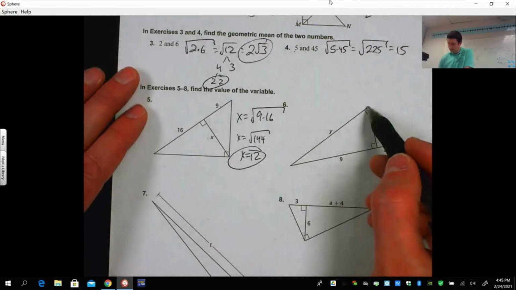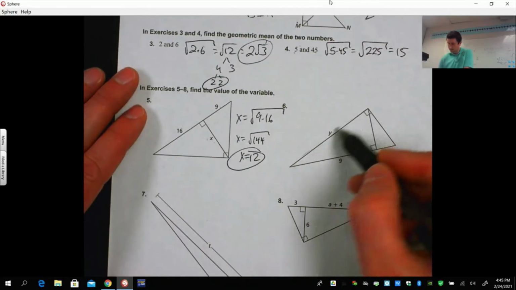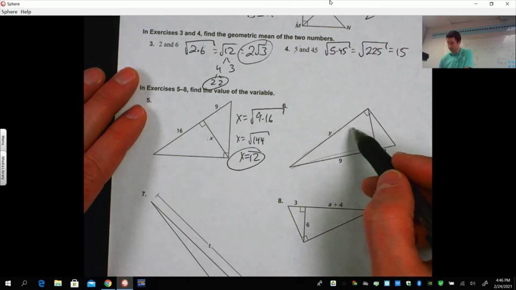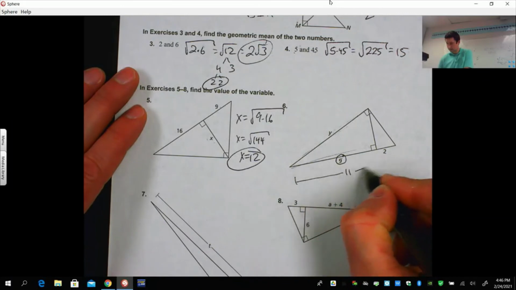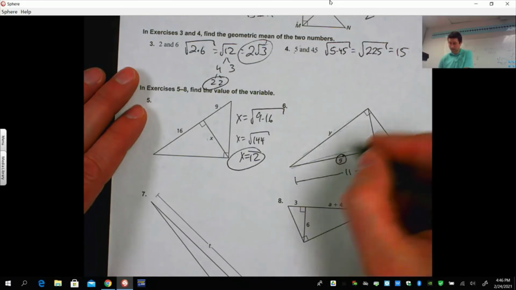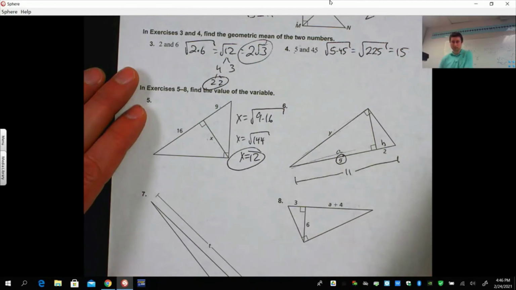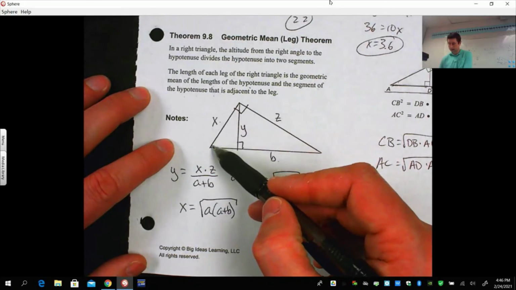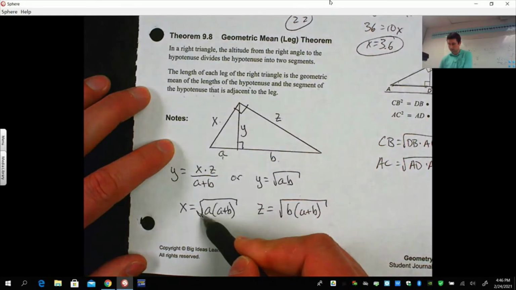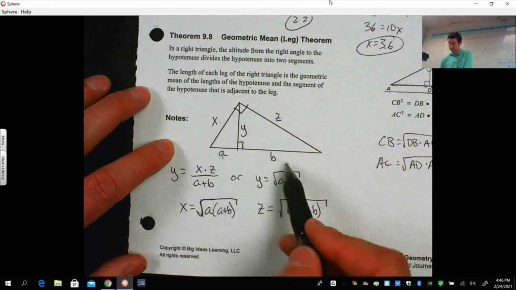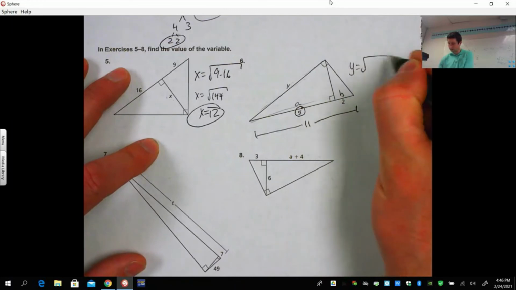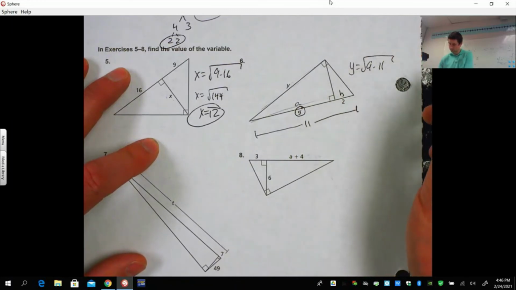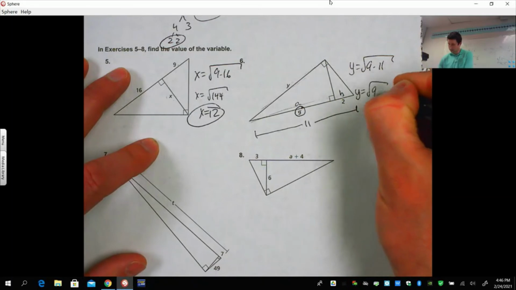On y, you have to recognize what you have. We have this leg right up here, and here's our big hypotenuse. Y is going to be the geometric mean of 9 and the entire length, which is 11, 9 plus 2. So this is kind of like the A, and this is the B in our formula. Again, go check your formula. X is the square root of A times A plus B. So 9 times 9 plus 2, so y equals the square root of 9 times 11. So y is the square root of 99.